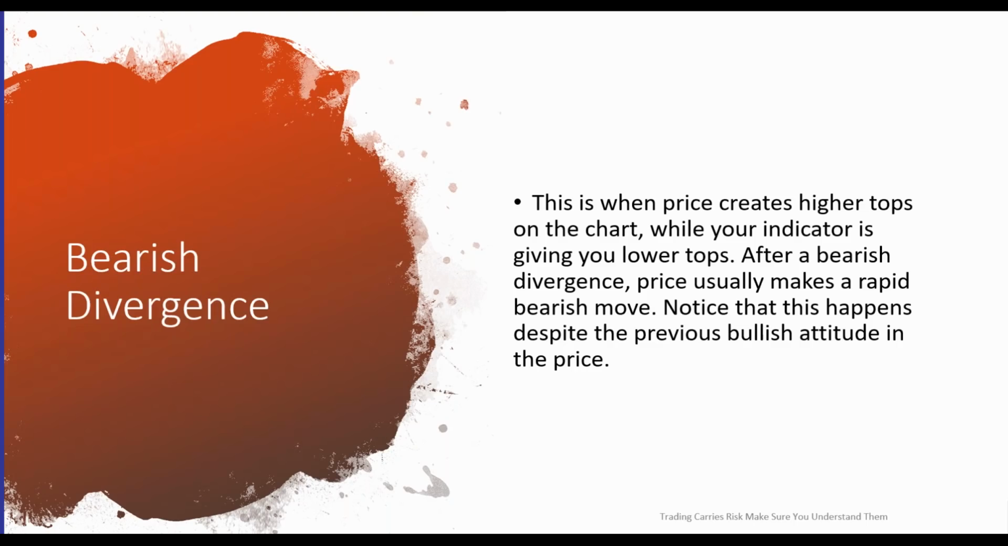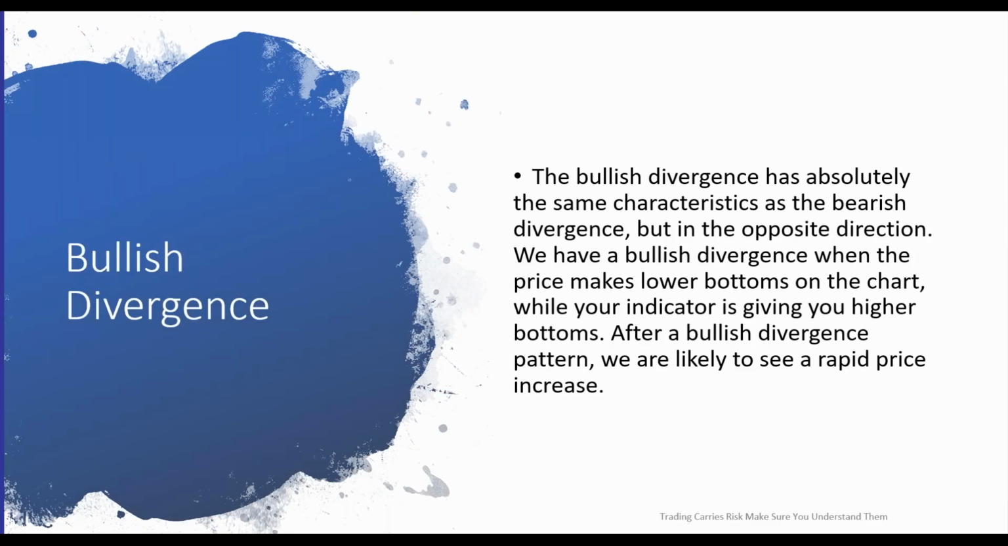Bullish divergence is just the opposite. Bullish divergence occurs in a downtrend when the indicator is moving in the opposite direction, and we would expect that price then to rally. So bullish divergence has absolutely the same characteristics as bearish divergence, but in the opposite direction.